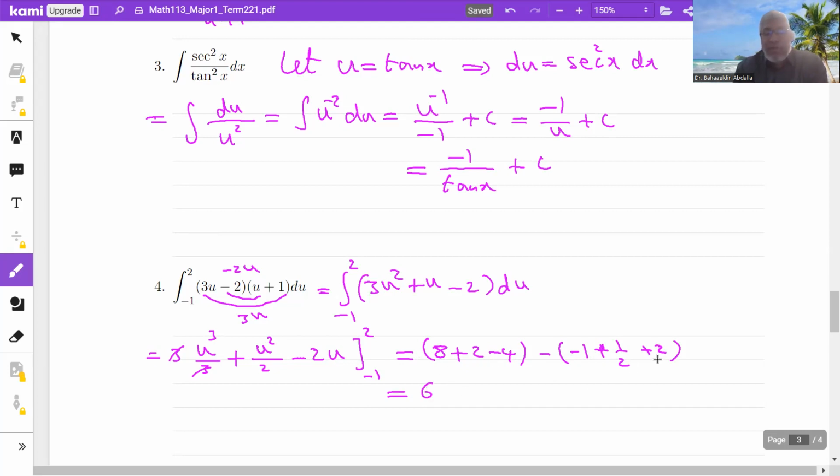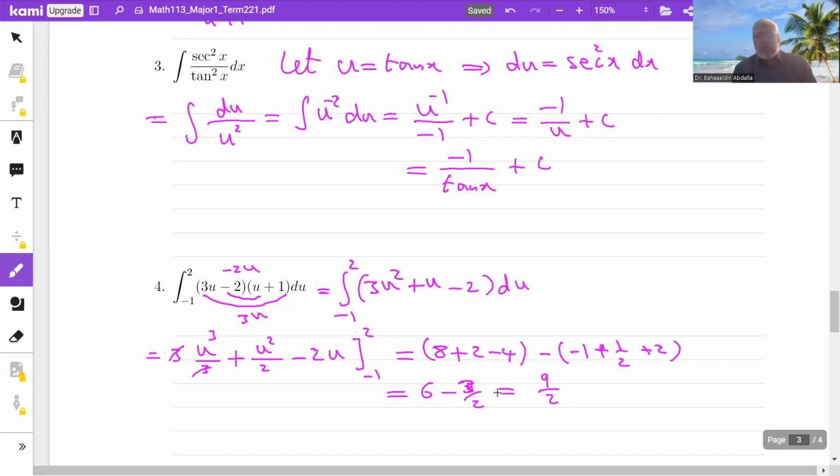And here, negative half plus negative 1 plus half is negative half plus 2. So that's 3 over 2 minus, there is a minus sign outside, and 6 is 12 over 2. So 12 minus 3, that's 9 over 2. And this would be the final answer.